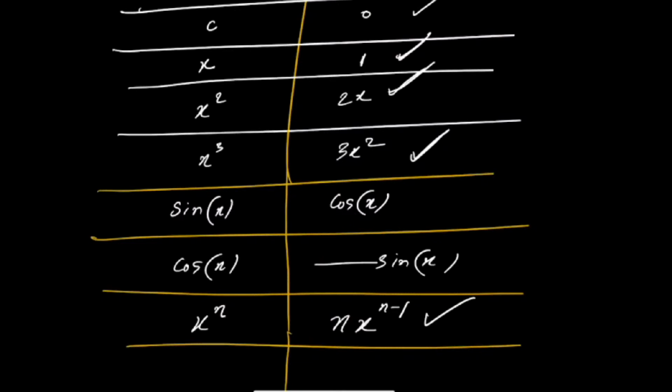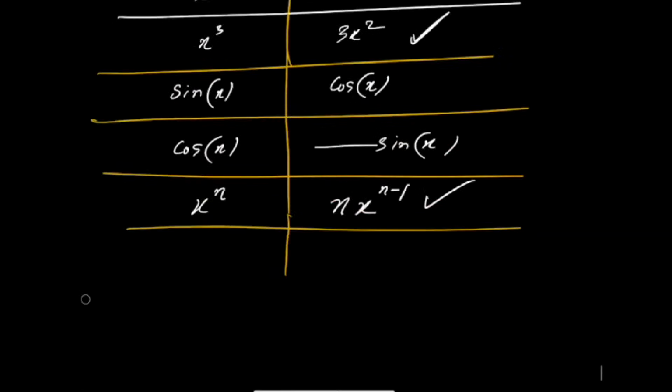But it doesn't prove that the derivative of x power n is n into x power n minus 1. It is just an observation that it may be. Till now it is correct. I do not know what happens to x power 4, but till x cube it is making sense. So let us try to take the derivative of x power n first.